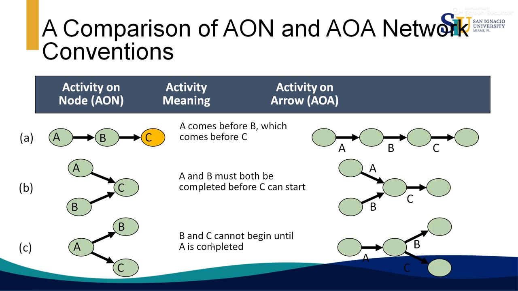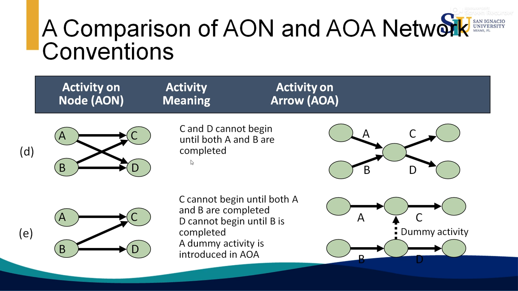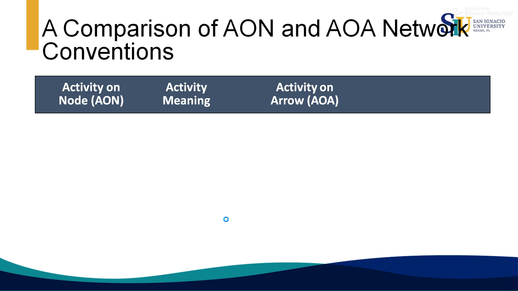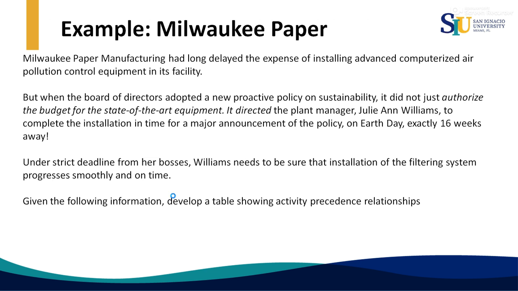In case C, B and C cannot begin until A is completed. In case D, C and D cannot begin until both A and B are completed. In this other case, C cannot begin until A and B are completed, and D cannot begin until B is completed. In this case, B and C cannot begin until A is completed. As you can see, B and C come after A, and D cannot begin until both B and C are completed. Let's understand this method with an example.